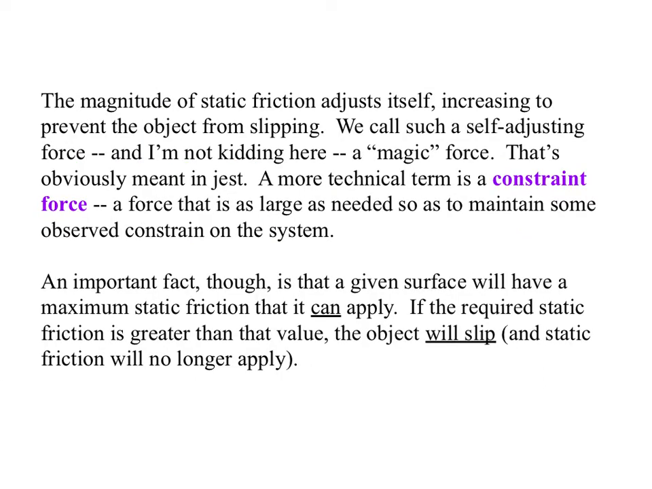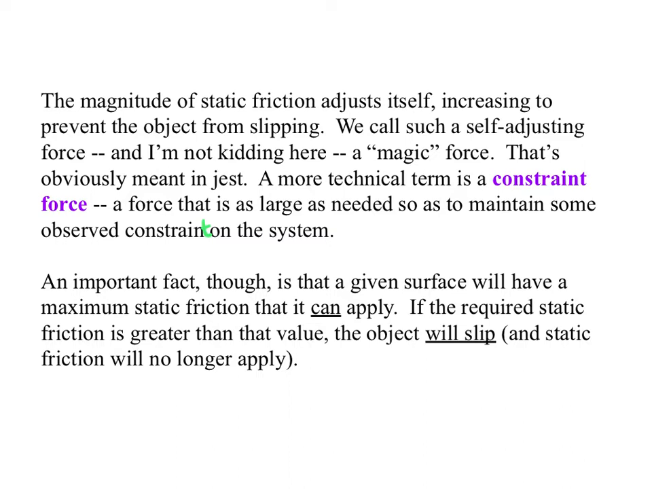The magnitude of static friction adjusts itself, increasing to prevent the object from slipping. We call such a self-adjusting force, and I'm really not kidding here, a so-called magic force. That's obviously meant in jest. We don't think there are little pixies going around doing magic on the object. A more technical term is a constraint force, a force that is as large as is needed so as to maintain some observed constraint on the system. That something happens or doesn't happen, and the force is whatever is needed for that to be the case. For instance, in the last problem, the frictional force needed to be 35 newtons because we saw that the block did not slide. To make that observation true, we inferred the existence of a frictional force of 35 newtons.